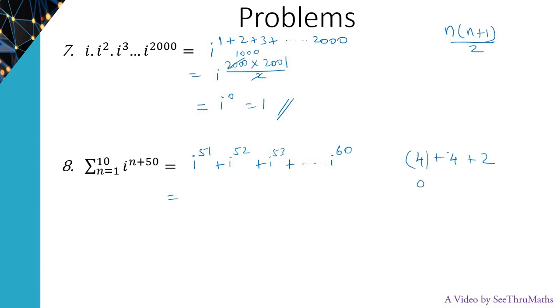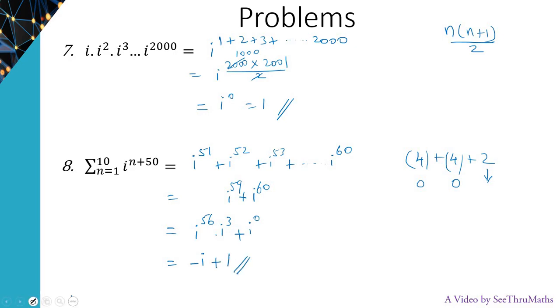The first 4 terms give value 0. The second 4 terms give value 0. So I will take only the last 2 terms. This is equal to i power 60, the last term, plus the term before it, i power 59. I power 59 can be written as i power 56 plus 3. So i power 3 plus i power 60, which is i power 0 because 60 is divisible by 4. I power 56 is i power 0, leave it. Here i power 3 is minus i, plus i power 0 is 1.